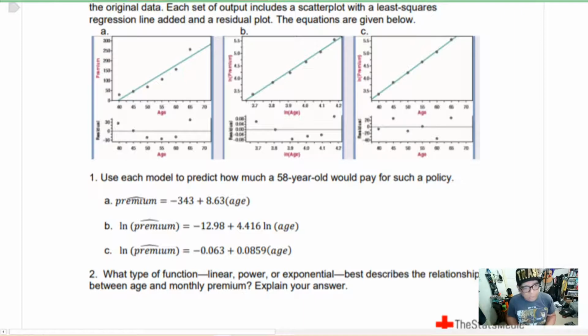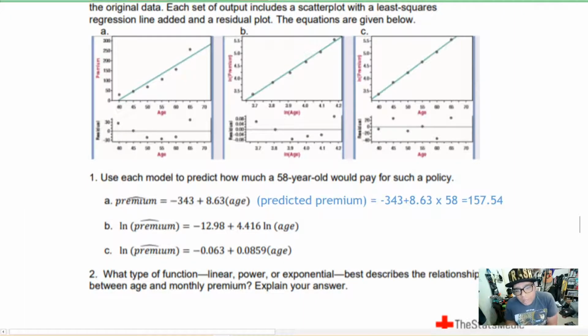So for the linear model, that's pretty straightforward. The predicted premium would be -343 plus 8.63 multiplied by the age of 58, and you get $157.54.